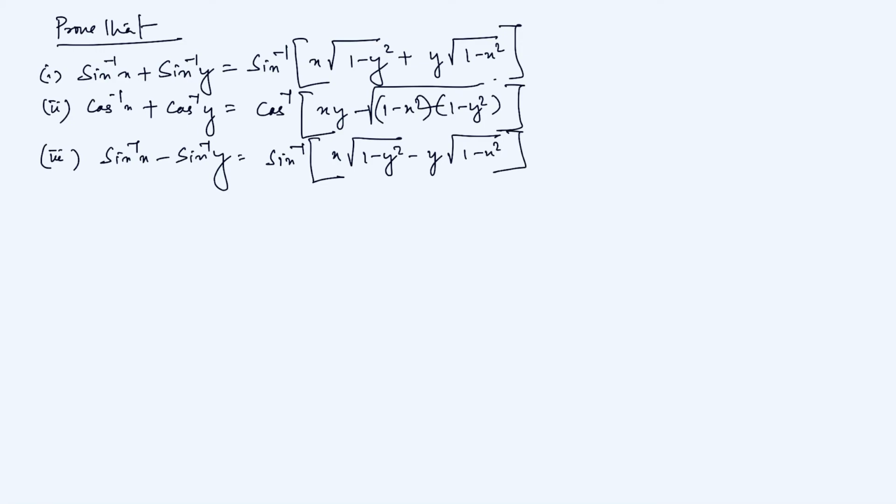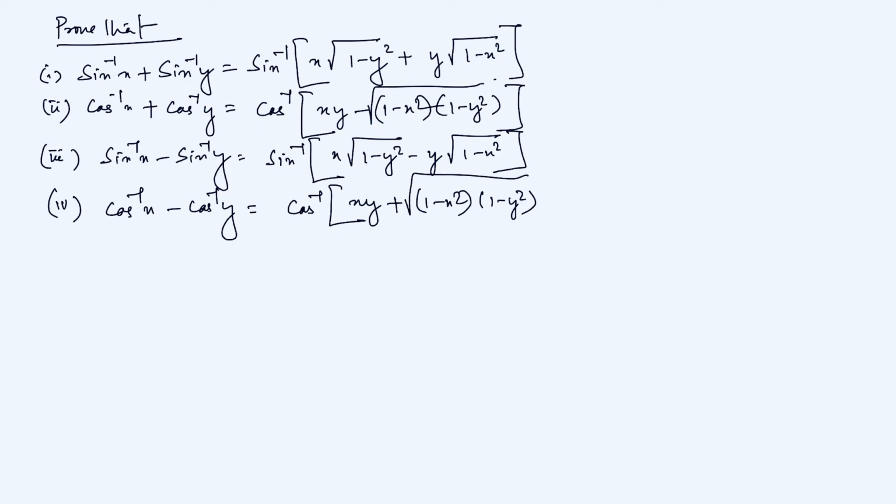And the next one will be cos inverse of x minus cos inverse of y is equal to cos inverse of xy plus square root of 1 minus x square into 1 minus y square under square root. These are the four problems we need to solve. I'm going to do the first one, and the rest you need to do by yourself.